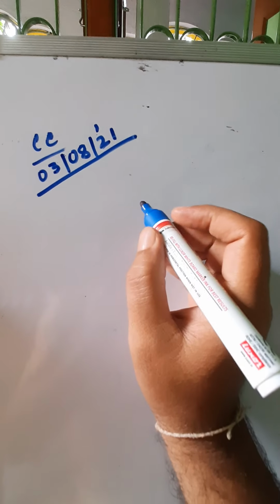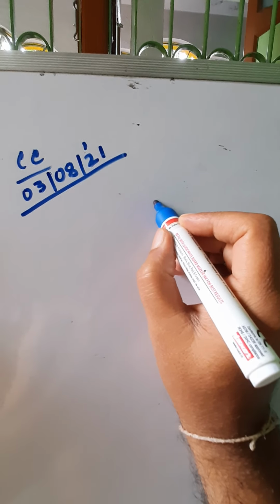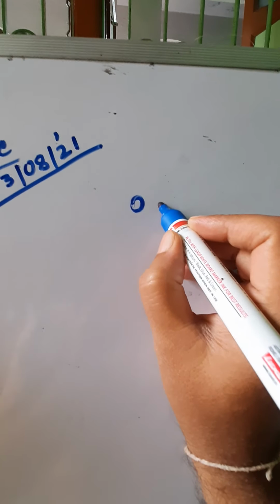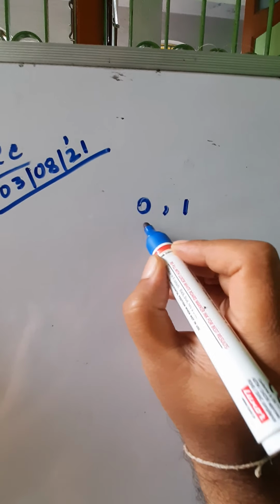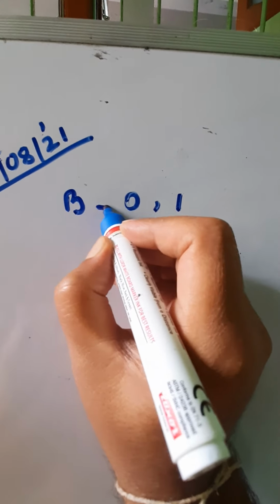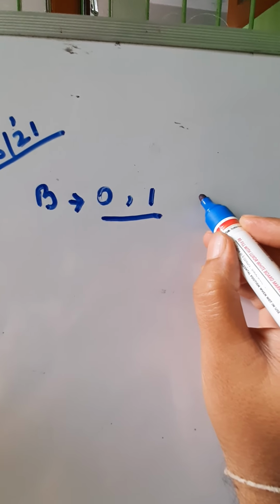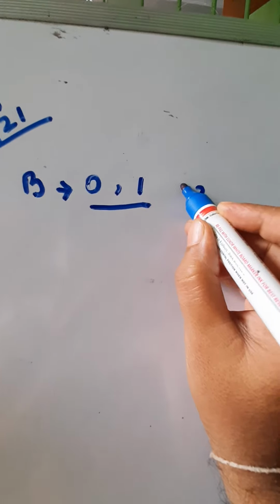Good morning, students. In this video, we will see how a binary number is composed of 0 and 1. It has only two numbers. In the binary system, we know only two numbers, 0 and 1. It has the base 2, because there are two numbers.